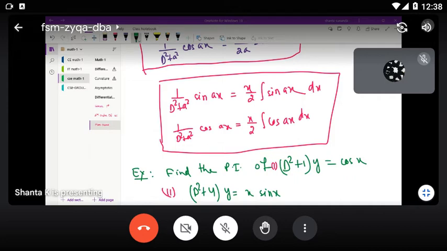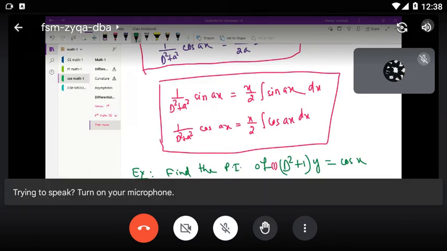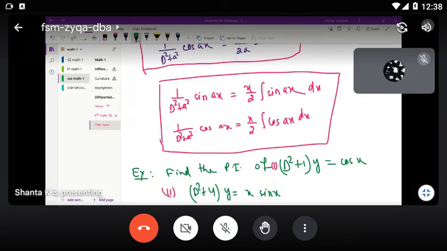So done the first one? Yes. We get x sin x by 2. So the first one is x sin x by 2. Both ways you can proceed. It's the easier one.